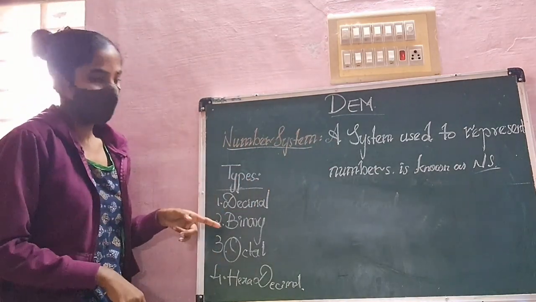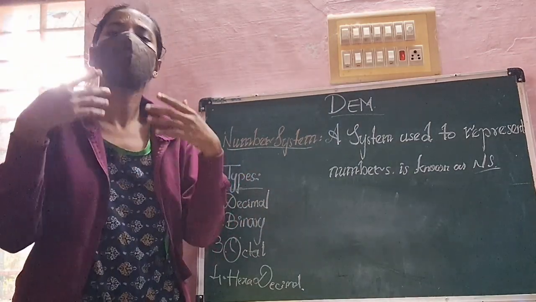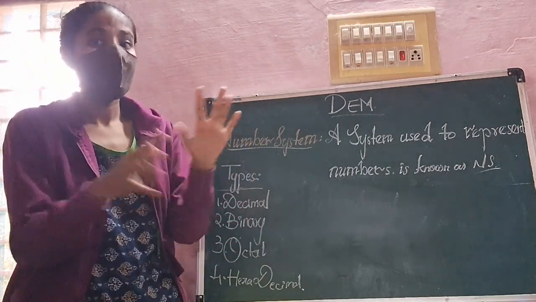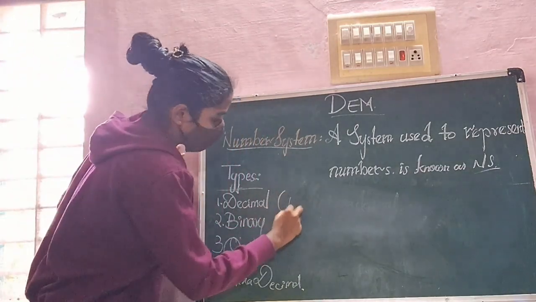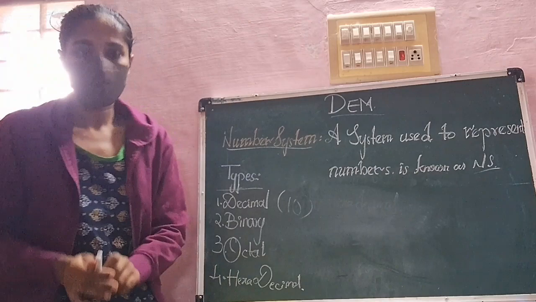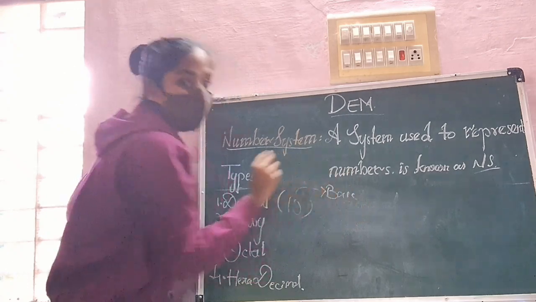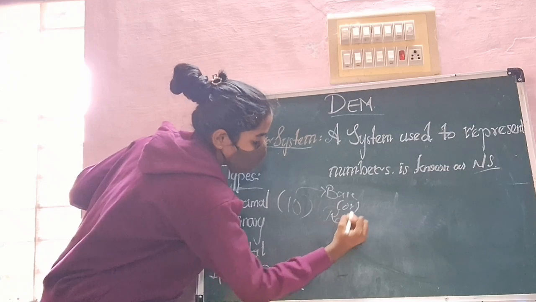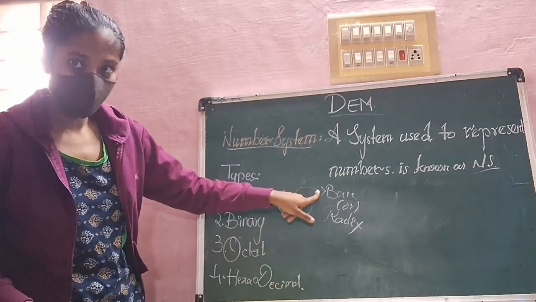Let me discuss the types. First, decimal. What is meant by decimal? Decimal means 10. We already know 1, 2, 3, 4, 5, 6, 7, 8, 9, 10. Decimal is 10 values. But this 10 is called the base, and it is also called the radix.